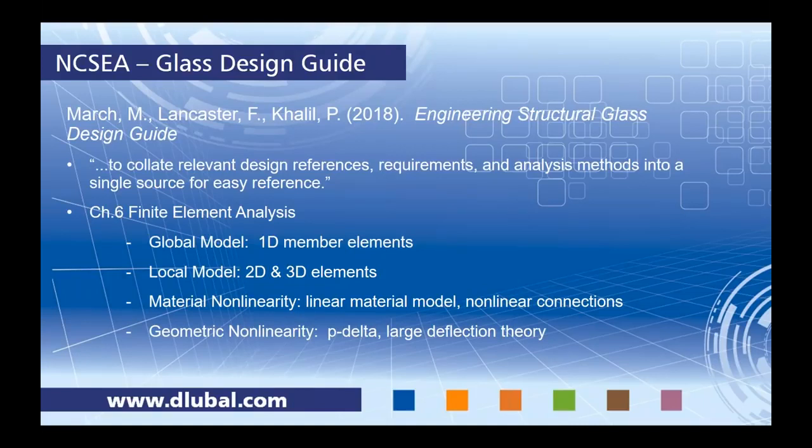The other option when we need to get a little bit more complex is to run a local model. Now, local models in the design guide, they reference 2D and 3D elements. So this is what we're doing with RF-GLASS, with surface elements and solid elements. Now, this is more applicable for getting behavior on plate bending, things like shear transfer, which we just touched on.